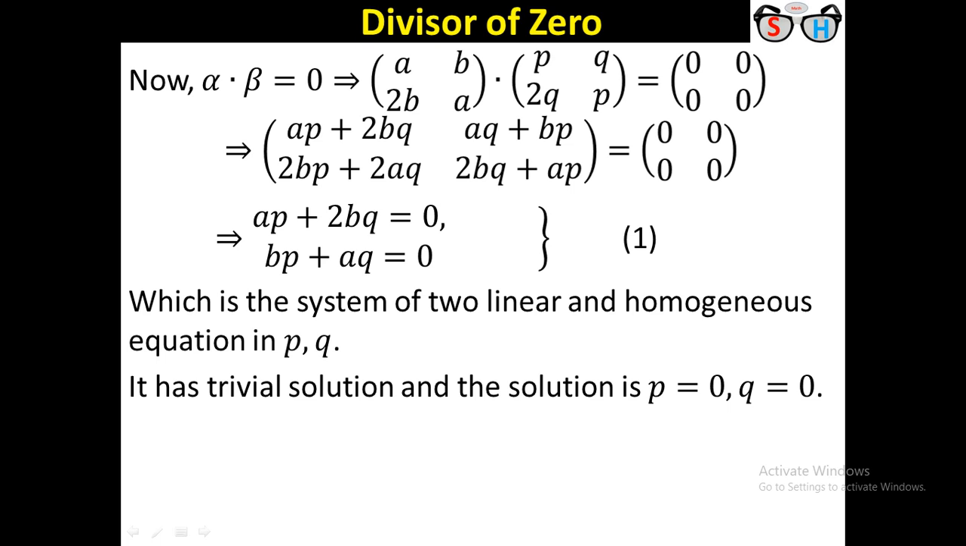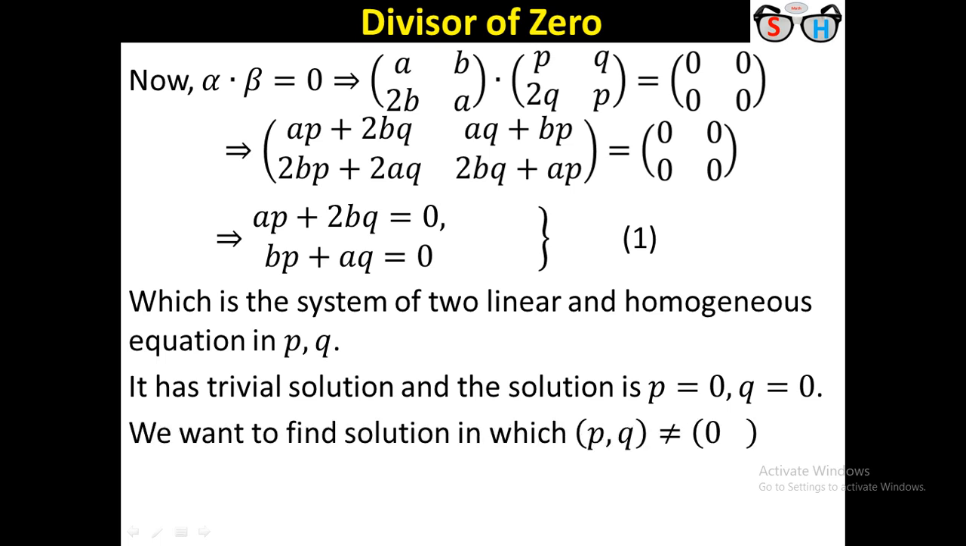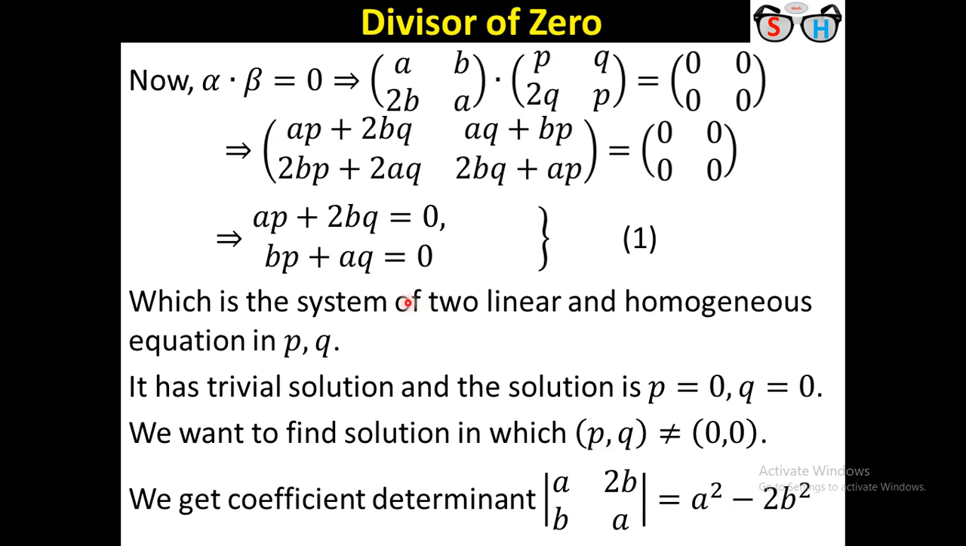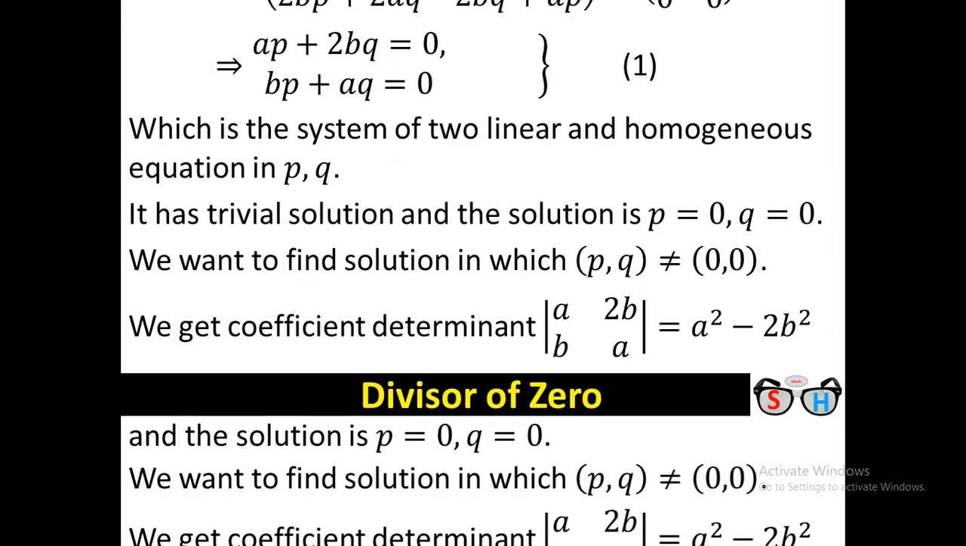Now we want to find the solution in which p and q are not both 0 at a time. If p is 0 then q may be non-zero, and p and q can both be non-zero also. We get the coefficient determinant of the above system: the coefficient of p is a, the coefficient of q is 2b, in the second equation the coefficient of p is b, and the coefficient of q is a. Therefore the determinant is a squared minus 2b squared.